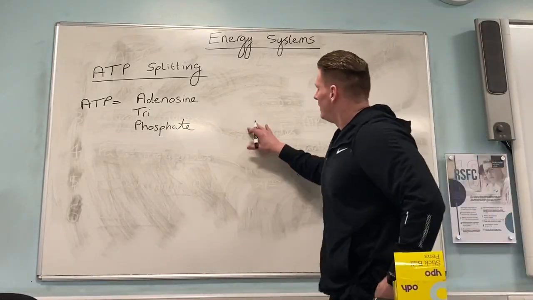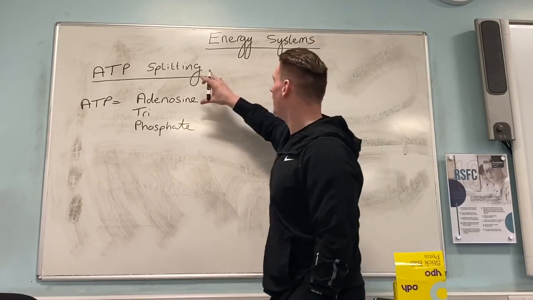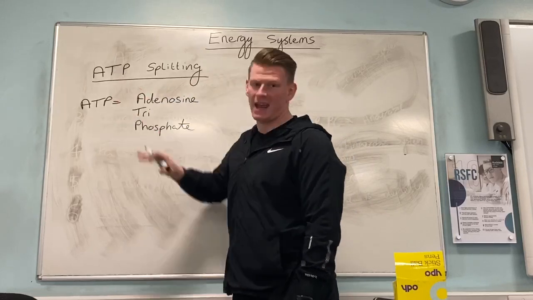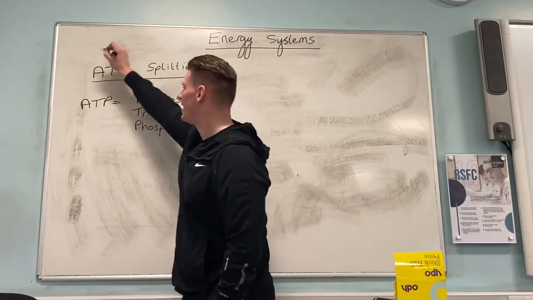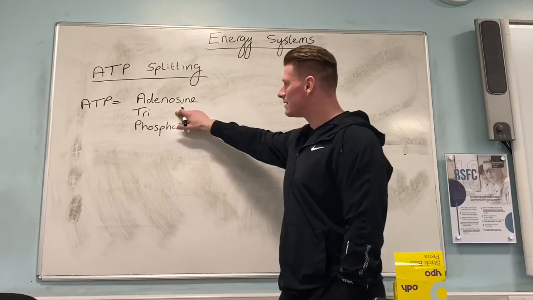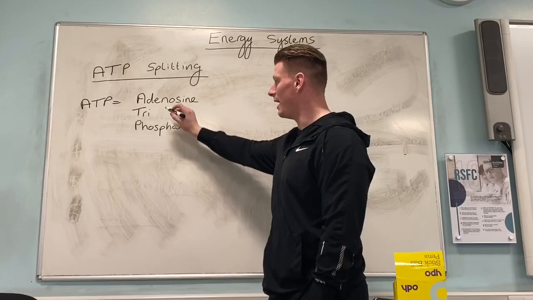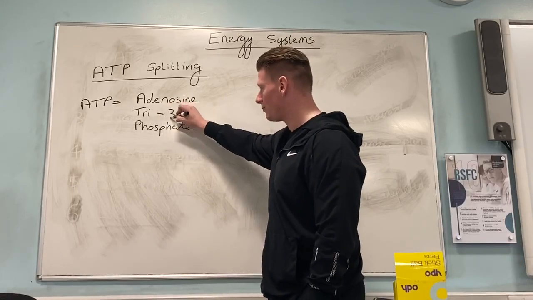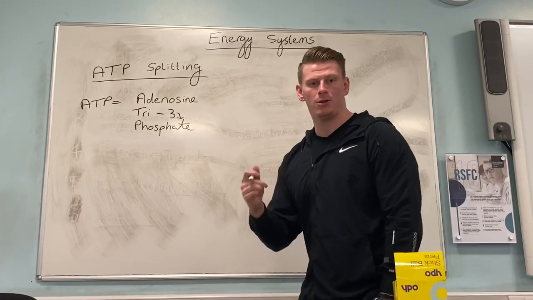Hi all again. We've now moved on to energy systems, and we're going to look at our first energy system, which is ATP splitting. First of all, we need to understand what ATP is, and it stands for adenosine triphosphate. Tri means three, which means there are going to be three phosphate molecules.